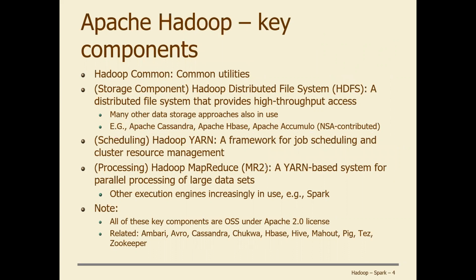For processing, I've already told you MR2 is probably the second version of MapReduce. But I can also use Spark. I have already told you. Okay. So all of them are under the Apache license, and Ambari is the front end for Hadoop. Avro is a data serialization technique. Cassandra is a database. I forgot about this. Hive is the warehouse. Mahout is for machine learning. Pig is for writing MapReduce code. Zookeeper is the essential component. I also forgot Tez. Probably Tez is also for real-time streaming. Okay.